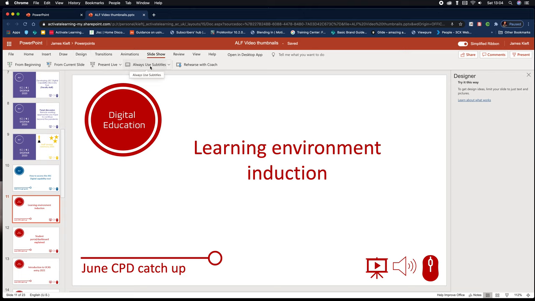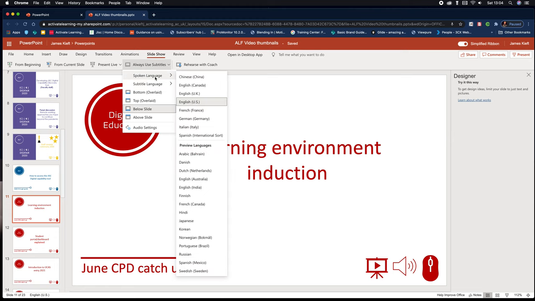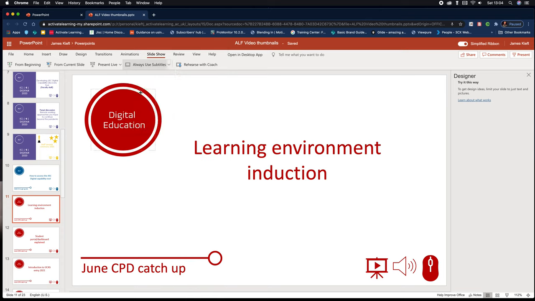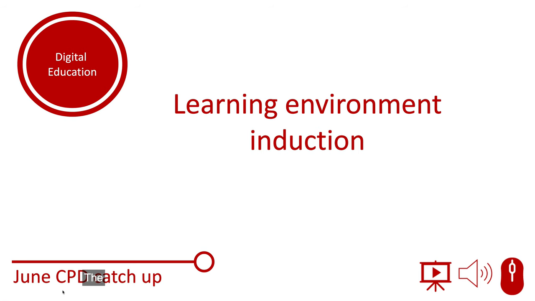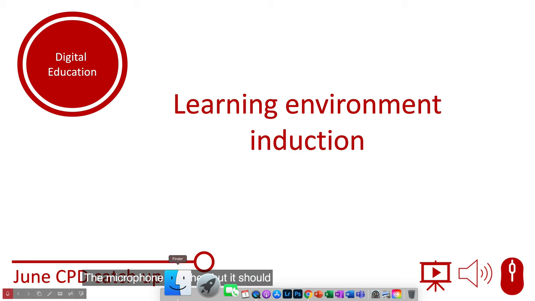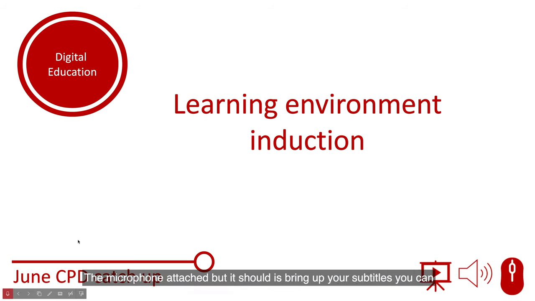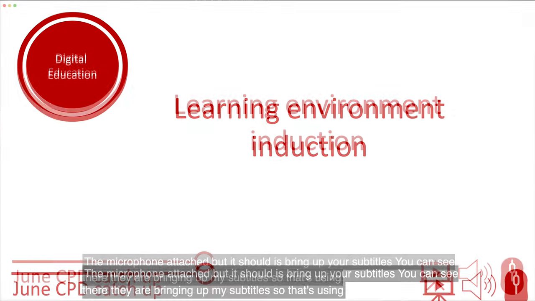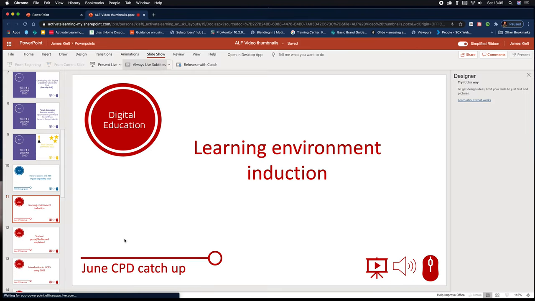The next feature is the subtitle feature. So you can set the language you're speaking, and the language of the subtitles. So you can translate automatically if you want. You can also choose the position of your subtitles. And then when we go to present, as long as you've got a microphone attached, what it should do is bring up your subtitles. You can see there they are. It's bringing up my subtitles. So that's using the subtitle feature. So we just escape that for the moment and escape again.